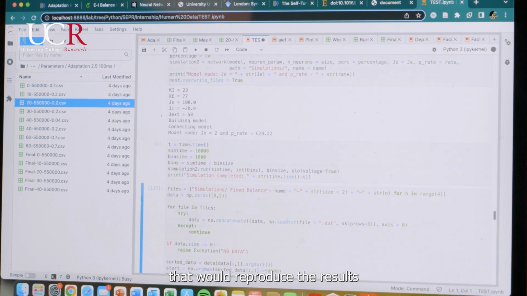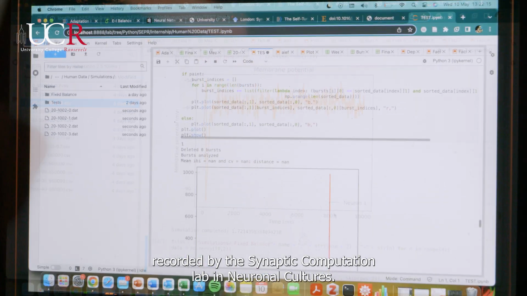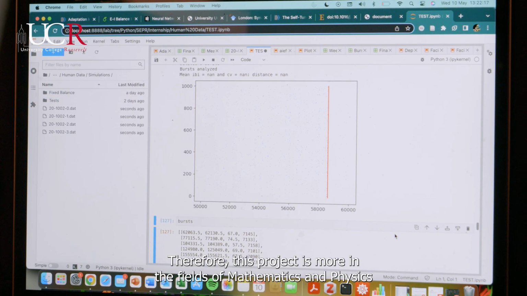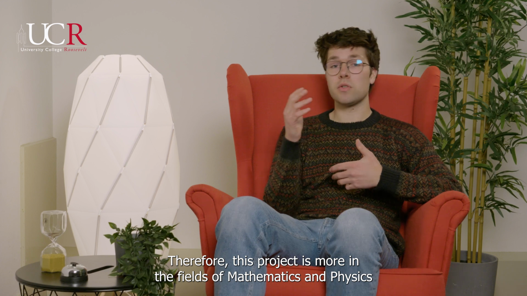The goal of my senior project is to create a model of integrate-and-fire neurons that would reproduce the results recorded by the Synaptic Computation Lab in neuronal cultures. Therefore, this project is more in the fields of mathematics and physics than it is in cognitive science.